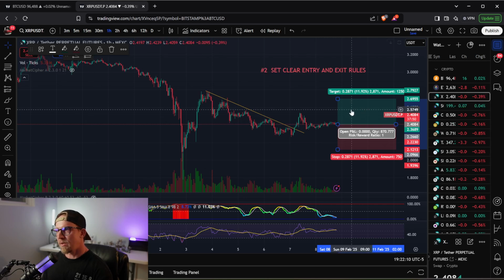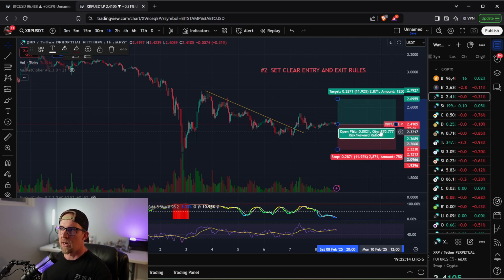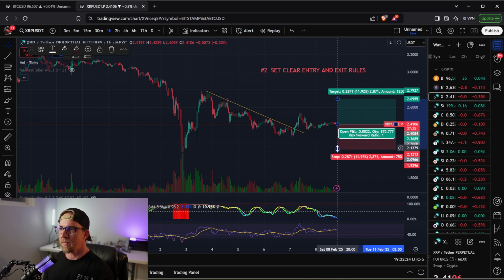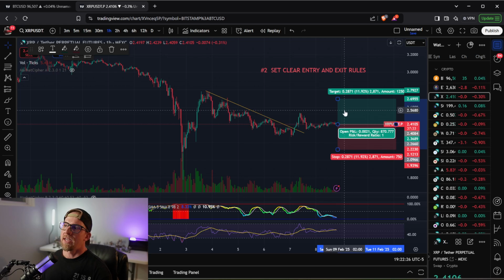And when you set up a long position on TradingView, it's going to open this ratio at 1-to-1, meaning your potential loss is the exact same as your potential gain should you have a winning trade or a losing trade. Now, typically, I like to have my risk reward at least 2-to-1. I want to be making more, and I want to be limiting my losses as a trader.